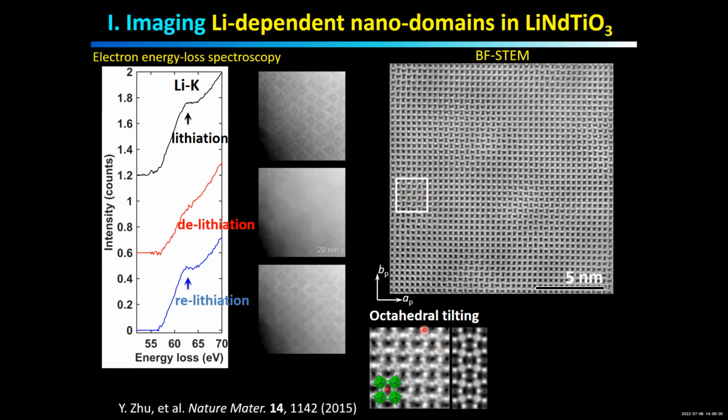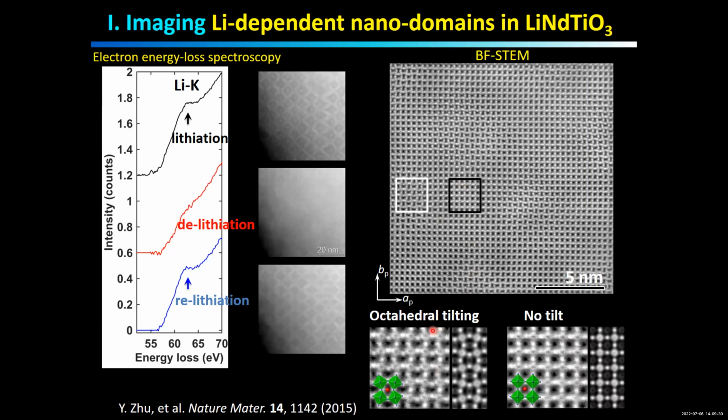Here, the bright dots correspond to the oxygen columns, which form this octahedra. And we can see the neighboring octahedra are tilted towards the opposite direction. This is a simulated image for comparison. This octahedral tilting is a common lattice distortion in perovskite materials. But what's interesting about this LNT is that the octahedral tilting is not uniform. In the neighboring region, inside this black square, we can see the octahedra are not tilted at all. So it is this 2D modulated octahedral tilting that gives rise to this nanodomain pattern.